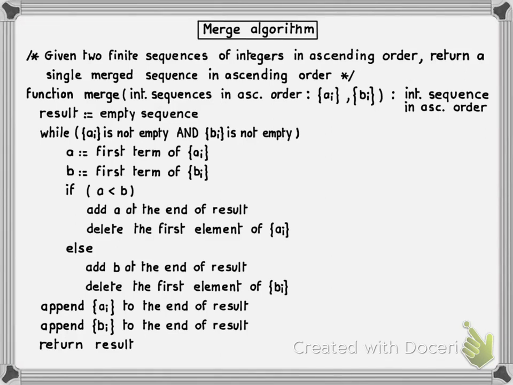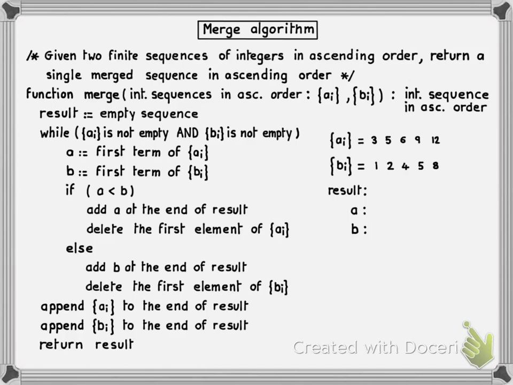Now let's illustrate the behavior of this algorithm by tracing it on a concrete example. Let's take these two input sequences, 3, 5, 6, 9, 12, and 1, 2, 4, 5, 8. Notice the fact that these two sequences have the same length is a coincidence. This algorithm works whatever the length of the sequences as long as they are finite, and as long as the two sequences are sorted in ascending order. So we have three variables, the result sequence and the two integer variables a and b. Initially, the result sequence is empty, and now we enter the while loop.